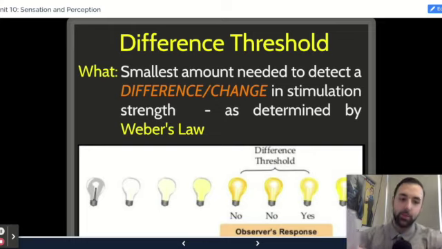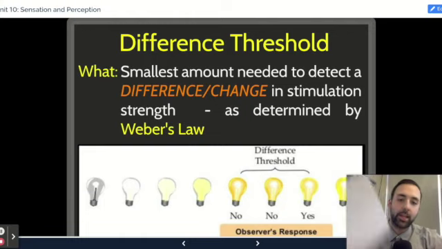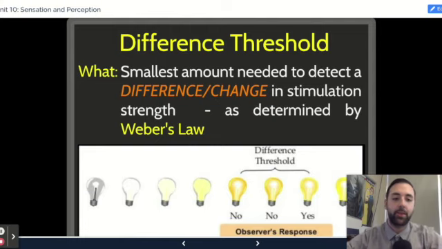For example, and this works with things like weight too. Let's say you're holding a stack of pieces of paper. It looks like there's 5 or 6 pieces of paper. If you were holding these pieces of paper and I added one single piece of paper to the top of it, would you be able to detect that it got heavier? You might be able to.